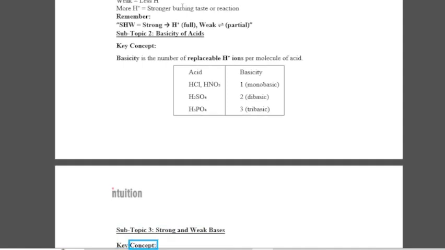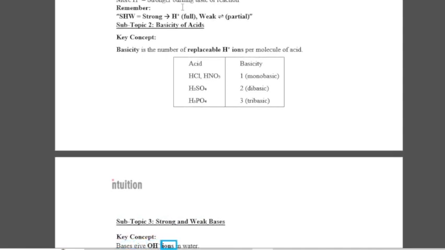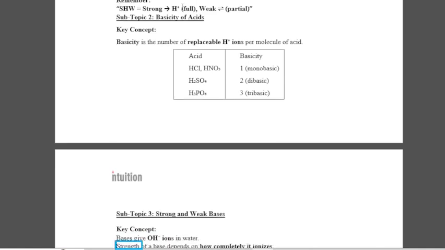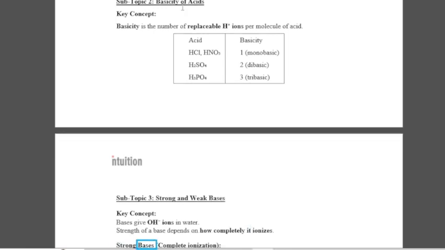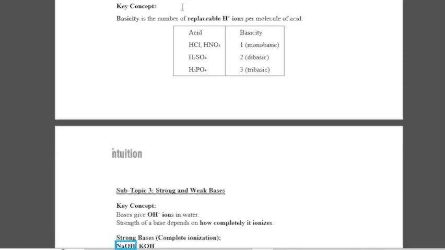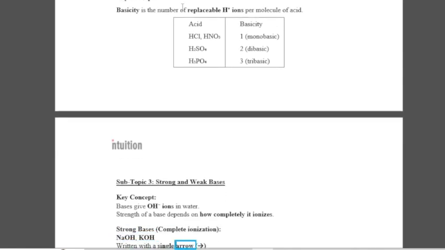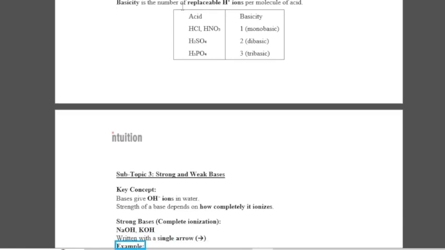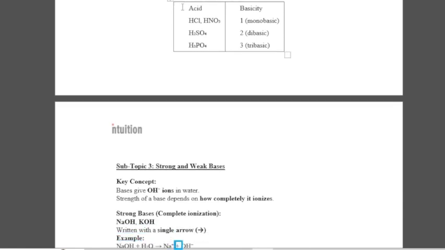Subtopic 3. Strong and weak bases. Key concept: bases give OH- ions in water. The strength of a base depends on how completely it ionizes. Strong bases: complete ionization. NaOH, KOH, written with a single arrow. Example: NaOH gives Na+ plus OH-.